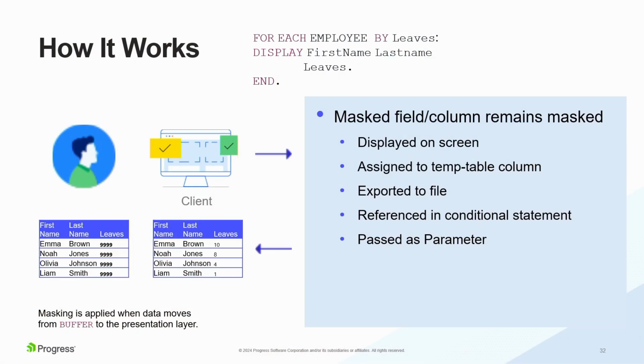Third is passing as a parameter, to either a user-defined function, procedure, or internal procedure. If you pass any masked column to that function, instead of the actual value, the masked value gets passed to that function. And the last is assigning a program variable. If you assign that value to any program variable, the masked value gets assigned there.